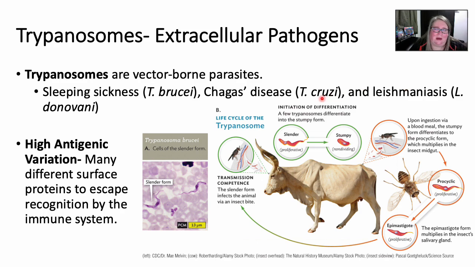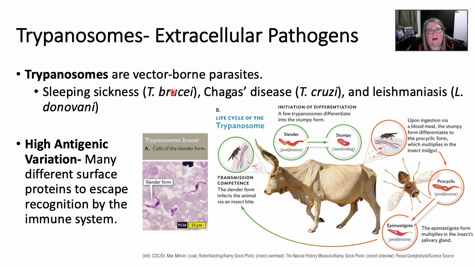We have Trypanosoma cruzi, which is going to cause Chagas disease. But the one that I want to talk about the most, and this is the one you'll see on your homework and on your test, is T. brucei, Trypanosoma brucei. Brucei is going to cause what is called African sleeping sickness. African sleeping sickness is really important to know about because it is the second biggest killer in Africa behind AIDS. It's even worse than malaria, and malaria is up there.